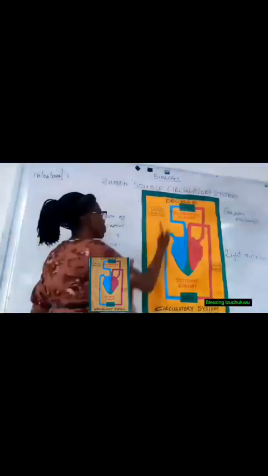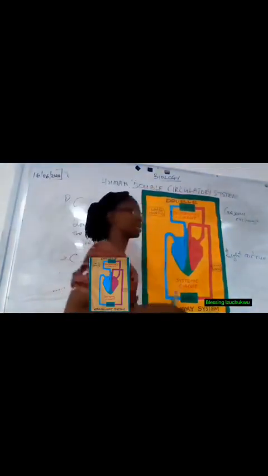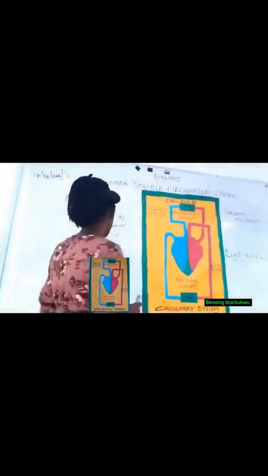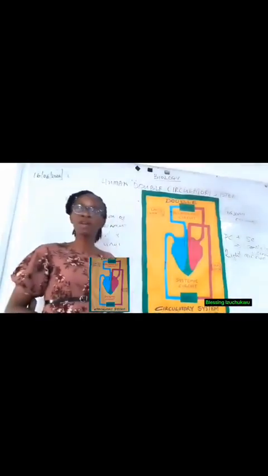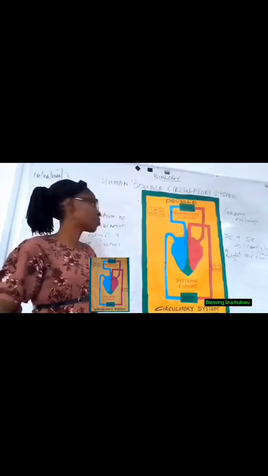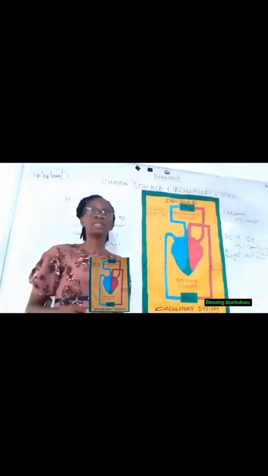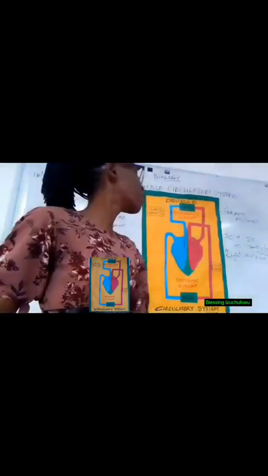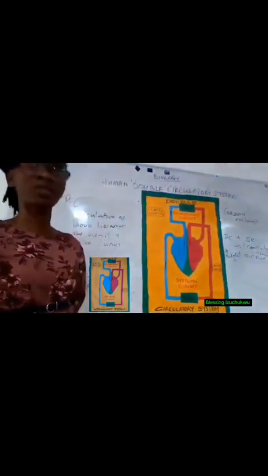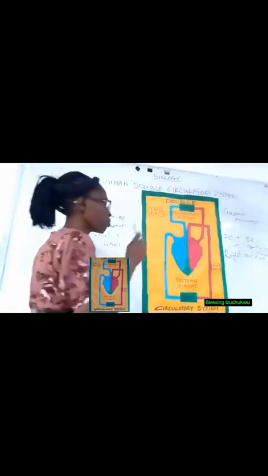So when you add the pulmonary circulation and the systemic circulation, that makes a complete circuit. PC plus SC gives us a complete circuit. Pulmonary circulation plus systemic circulation gives us one complete circuit. So blood passes through the heart twice when it makes one complete circuit through the body.